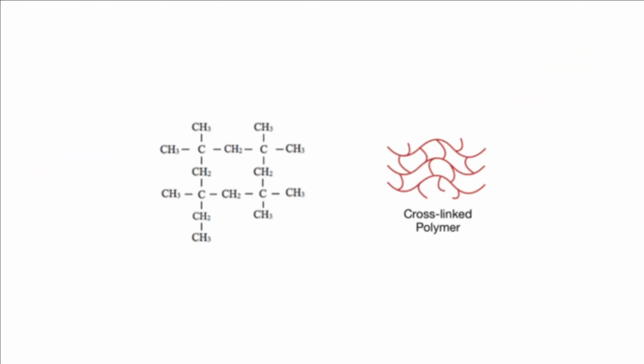This figure shows an example of cross-linked polymer. Cross-linked polymer contains linear polymer chains that are connected. It is harder, rigid, and more elastic. It cannot be remolded or remelted.